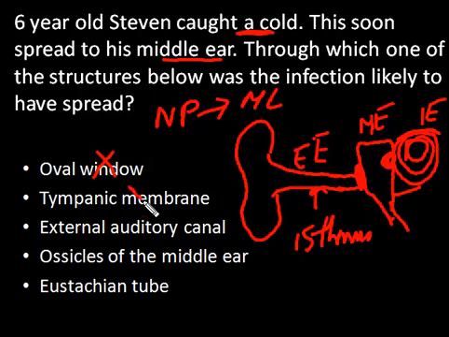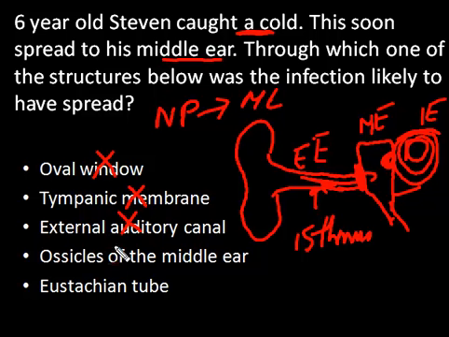The second choice is the tympanic membrane. It's not this one either because a tympanic membrane is a membrane which is present between the external auditory canal and the middle ear. So this is not going to cause spread of infection from the nasopharynx into the middle ear because this connects these two structures. The third choice, which is external auditory canal, again for the same reason, is not going to be how the infection passed, because it has to pass this way. This external auditory canal is on the other side of the tympanic membrane, so this is not going to spread the infection.